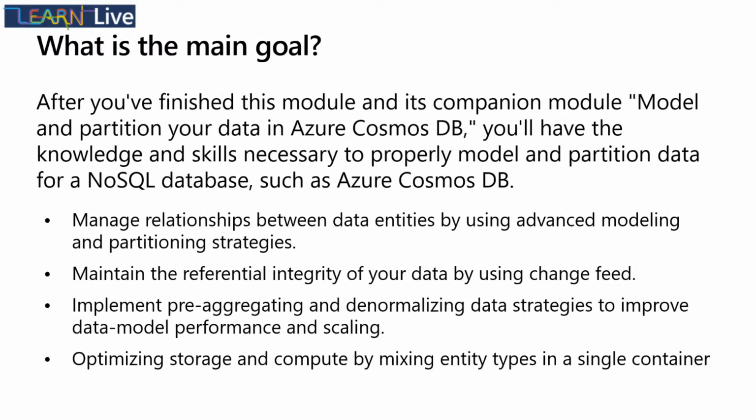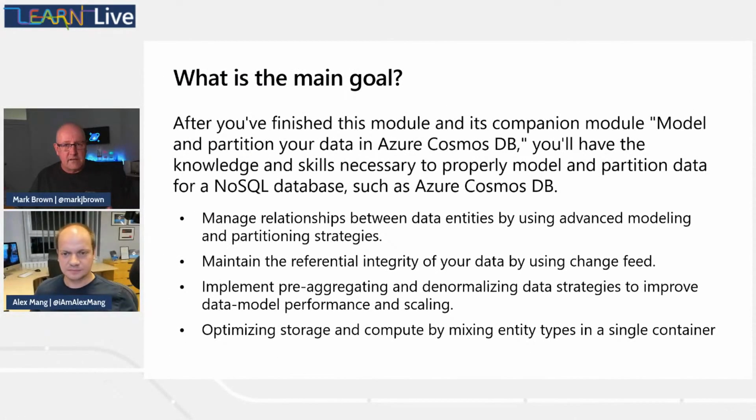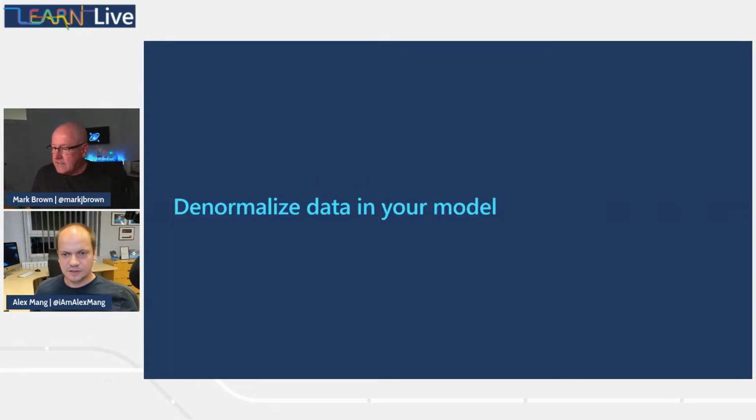Okay, so in this module, when you're done, you're going to understand how to manage the relationships between entities using the advanced techniques that we're going to show you here today. Also, techniques on how to manage referential integrity using technologies like change feed. We'll show you how to do things like pre-aggregating and denormalizing of data, so you can provide more efficient ways to fetch and write data. And then finally, we'll show you techniques for optimizing the storage of compute by mixing different entity types into a single container. So let's see, next is off to you, Alex, and we're going to start by going into denormalization of data within your model.